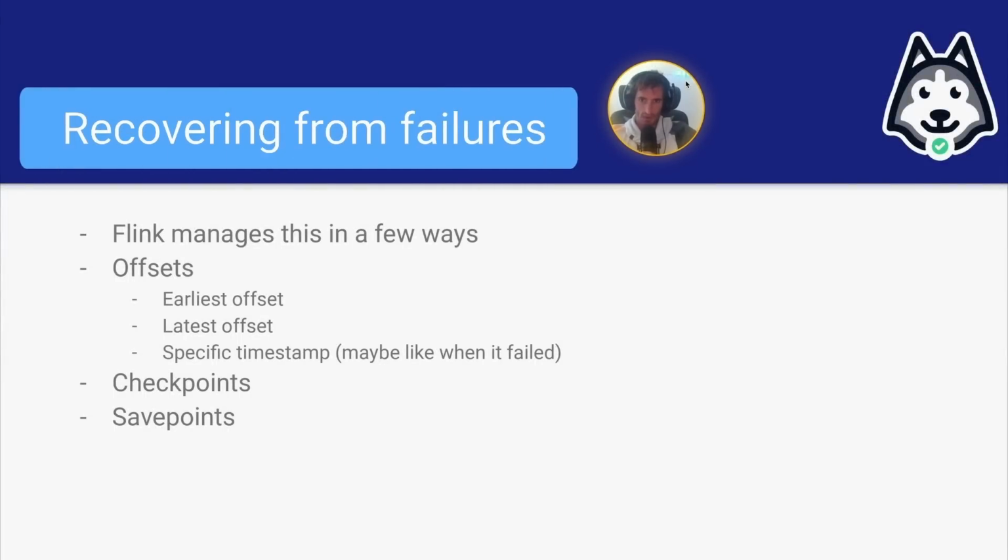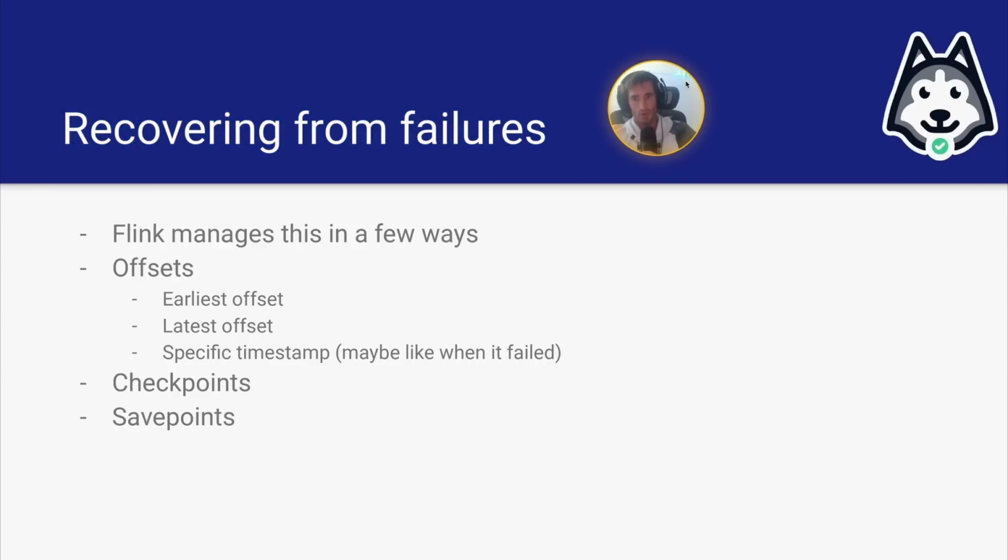Flink manages, there's so many different ways that you can manage recovering from failures. The big one is going to be checkpoints. Checkpoints is going to be the main way. You can tell Flink to checkpoint every n number of seconds, and it essentially saves the state of the job at that moment in time. Then it knows where to read from and where to write to if things fail, so that when you start it back up again, it doesn't read everything again.